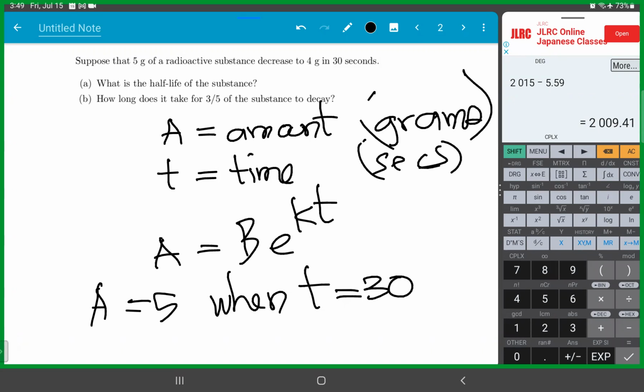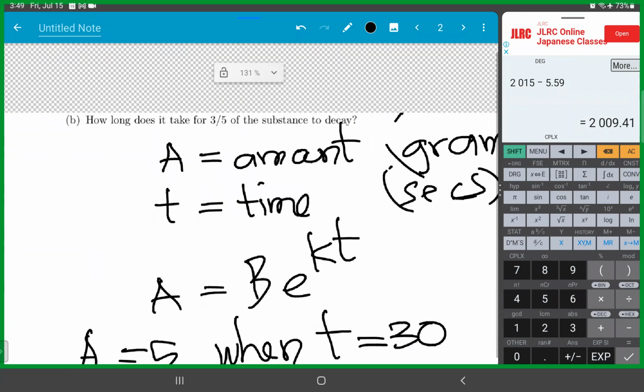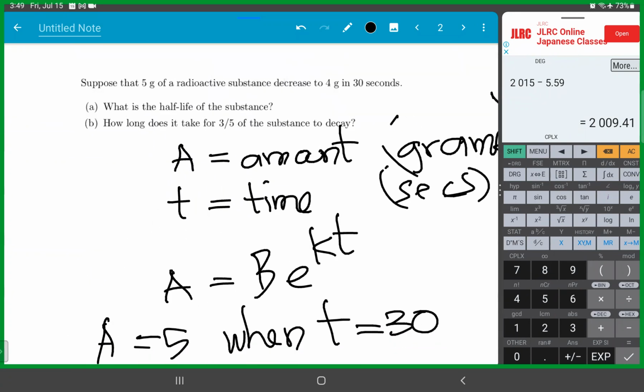So you can choose seconds, you can choose minutes, but I want to use the unit given there. Pwede rin kasing minutes para 1/2 na lang ipa-plug in natin. So mukhang maiksi ang life ng substance na ito. So try natin yung seconds. So A equals Be to the kt. So we are to find the half-life of the substance.